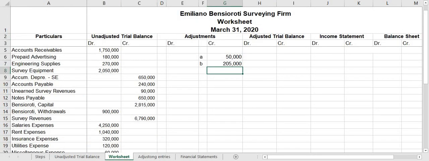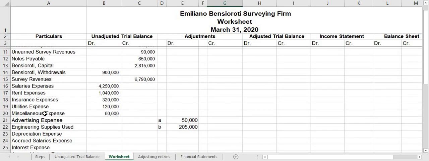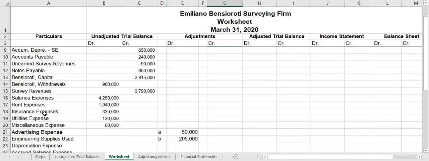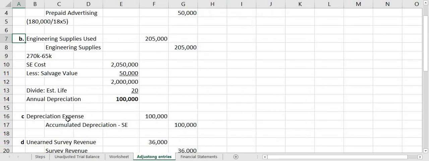Ayan. So, hanapin natin si depreciation expense. In this case, wala tayong depreciation expense, kaya add tayo sa particulars ng another account title which is depreciation expense. This is letter C. Debit, kaya debit natin si depreciation expense sa adjustment column for 100,000. Ayan. And the corresponding credit is of course accumulated depreciation.